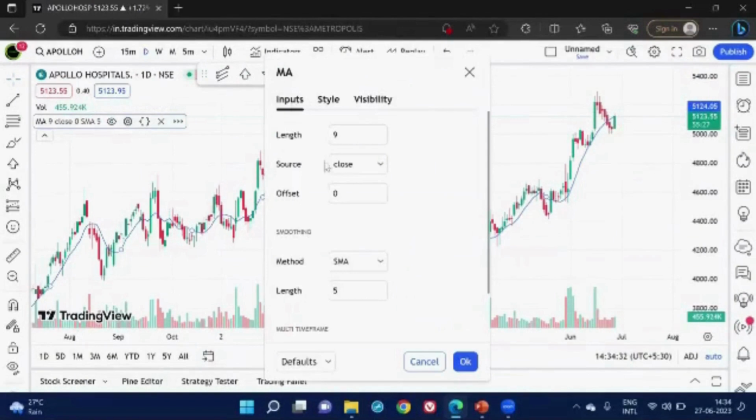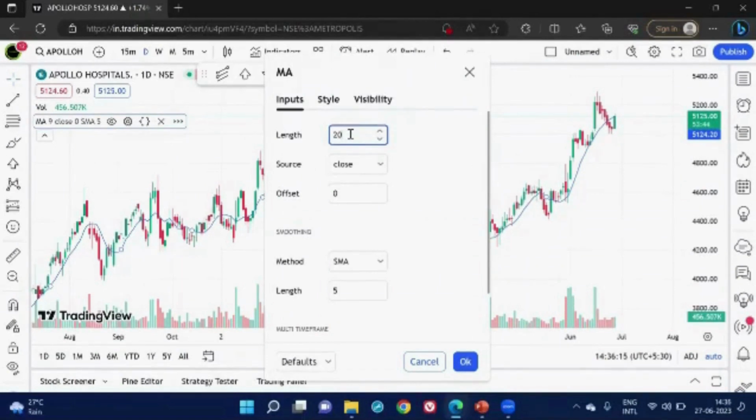First you can see here the length of the moving average is set as 9. That means that this indicator considers the first 9 candles of the chart, and the close point of these 9 candles will be averaged in order to get the moving average. But the length that we want is 20. You know that the 20 moving average is the best one. You get good support and resistance points on the 20 moving average.